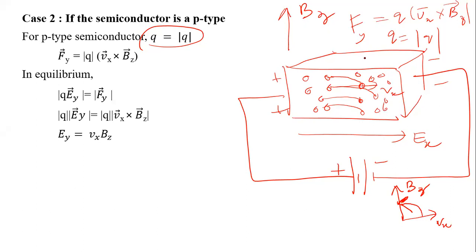And on the back surface, there will be deficiency of holes, because if you collect the holes on the front surface, there will be deficiency of holes. And then the resultant electric field, the resultant hole field, EY, will be along this direction. Now see the difference here.